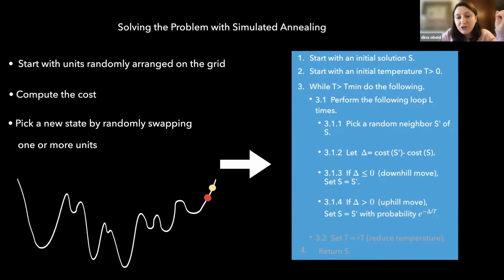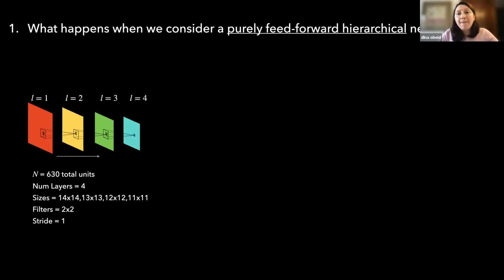That's it. I got a state with a lower cost. But if it actually has a higher cost, then I'm going to still accept it, but now with a certain probability. And that probability is proportional to the negative of your cost difference divided by that temperature parameter. And then after you loop a number of times, you're going to reduce the temperature and repeat. So basically by reducing the temperature, you're accepting less and less states that have a higher cost function. So this is how we're going to solve the problem. As I said, very simple, using this method of annealing.